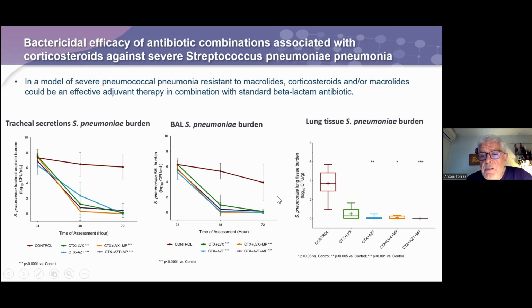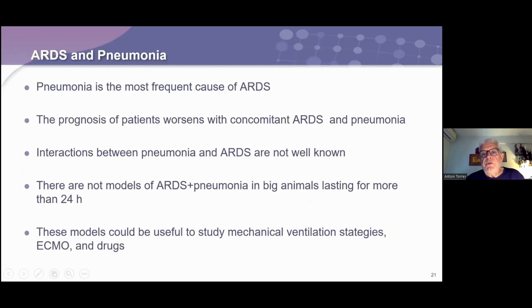And you can see here that for the lung tissue Streptococcus pneumoniae burden, we found the lowest levels with the combination of ceftriaxone, azithromycin, and methylprednisolone. We could not find Streptococcus pneumoniae in any of the samples of the animals treated with that triple combination. And this fits with recent clinical studies about corticosteroids. It is a very burning issue here.